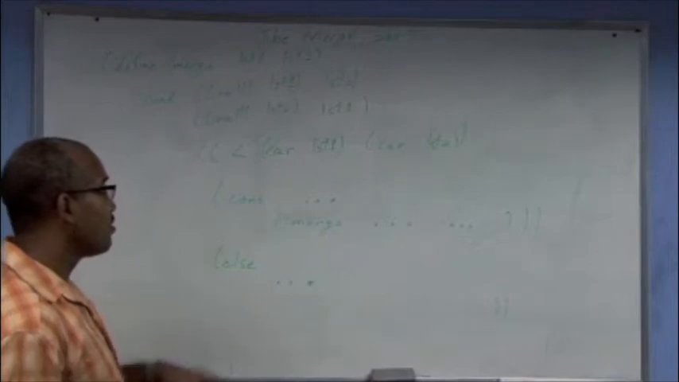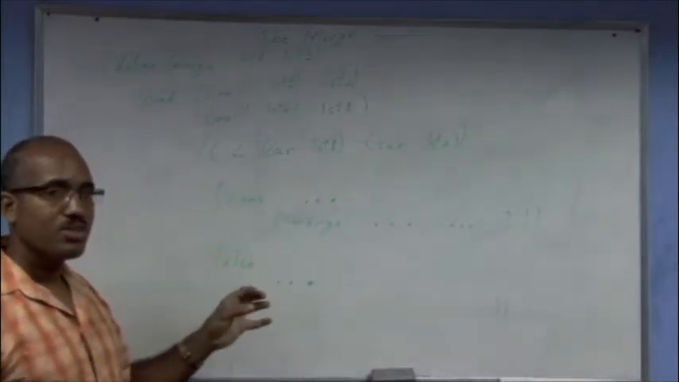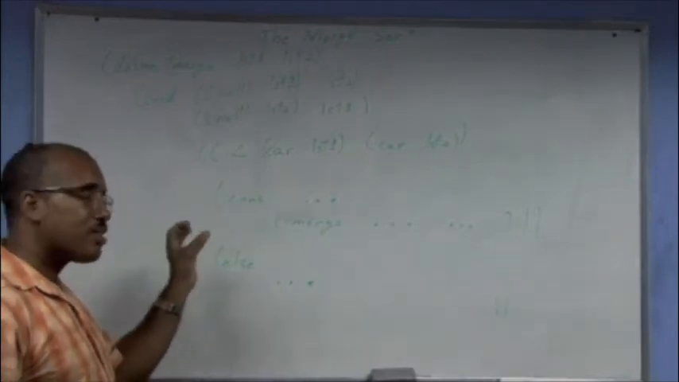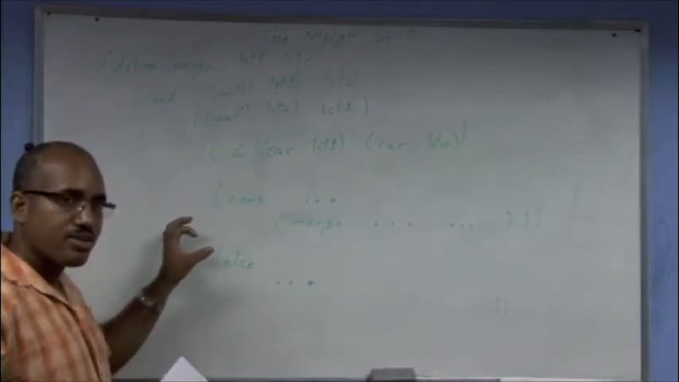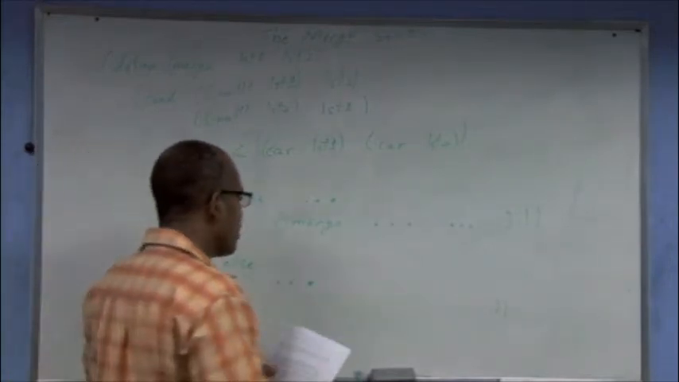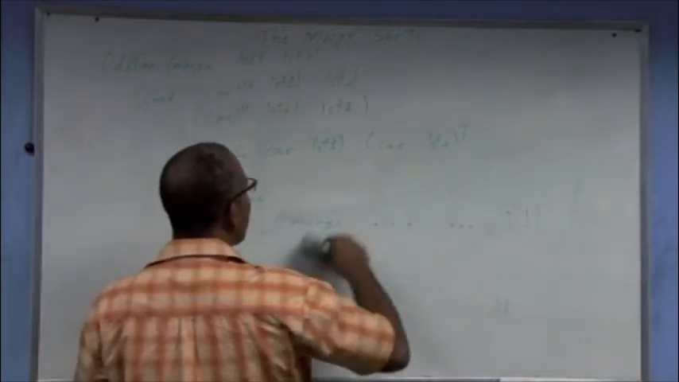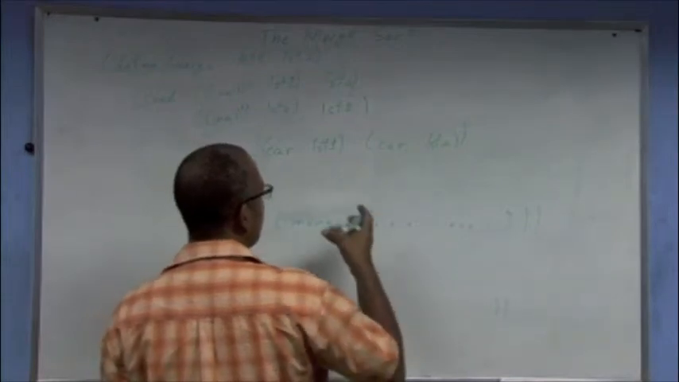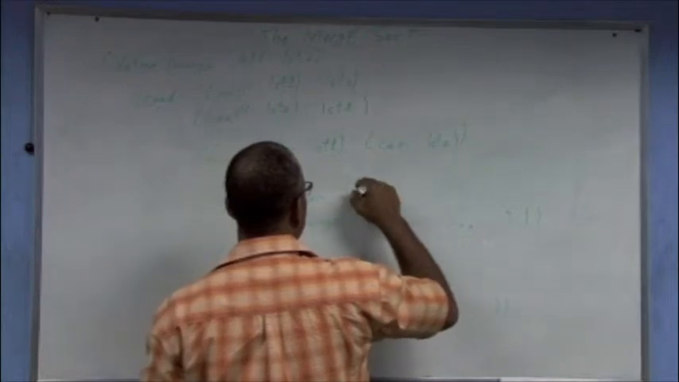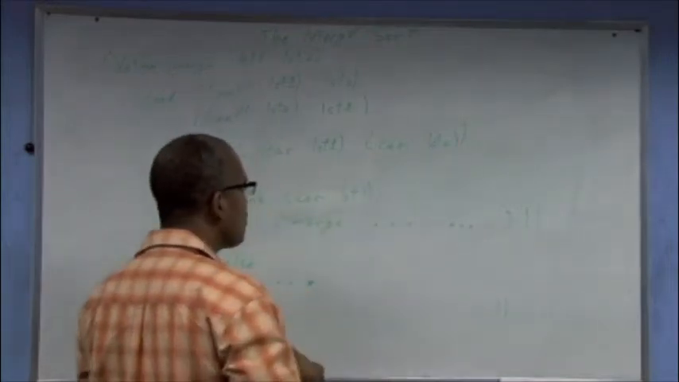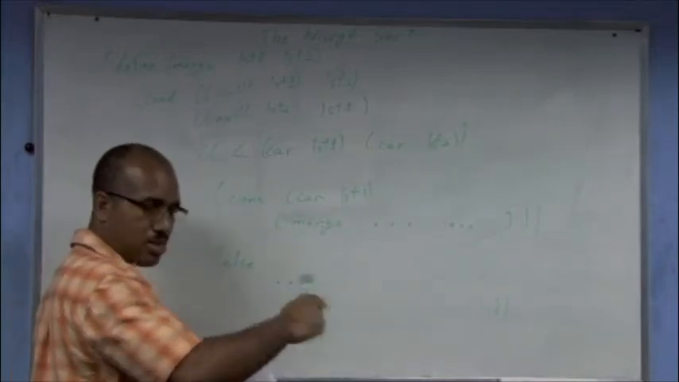Well, you're going to take one of them. If the first item in list 1 is less than the first item in list 2, then you're going to choose list 1. You take the first item in list 1 and you join that to the result of merging the rest of the list. So we're going to cons car of LST1 with the result of merging the rest of LST1 with LST2.